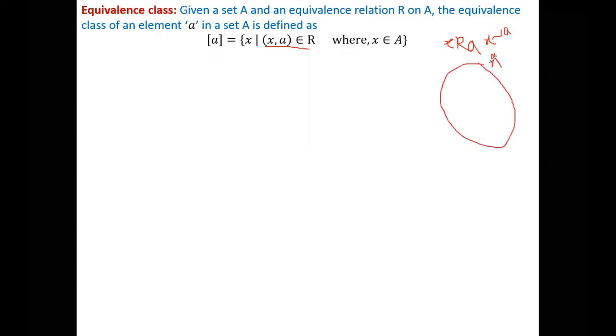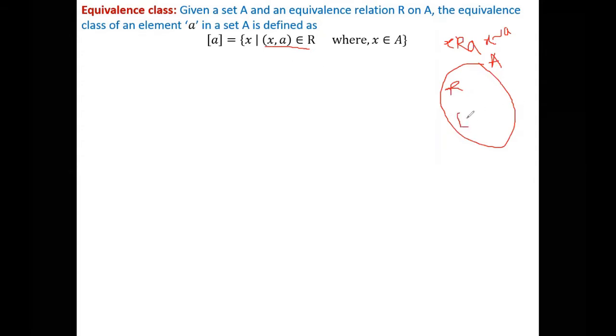Sometimes many writers write this (x, a) belongs to R as x related with a, or sometimes they write x with the equivalence symbol a also. So what does it mean here? Say we have a set A, and some relation is defined on the set. So what is an equivalence class?